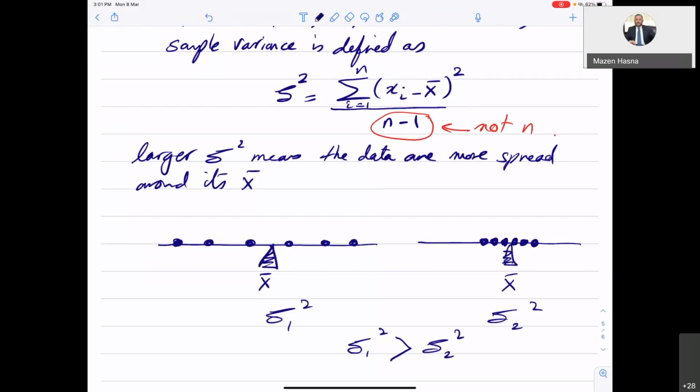So those data may be, this might be 100, 101, 102, 99, 98, 97, maybe. And this might be, whatever, 10, 8, 6, 4, 2, 0. So the exact value of the data does not matter. What matters is the distances between them. The sample variance captures the spread of the data, not the exact value of the data.